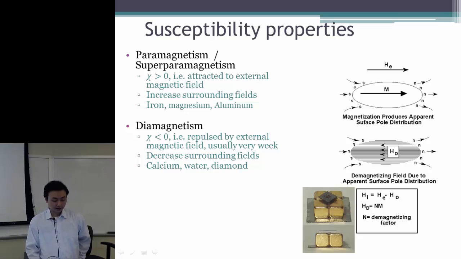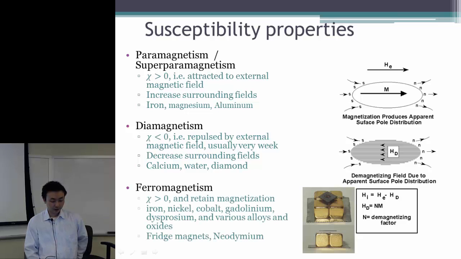Another kind of magnetization is diamagnetism. That means its susceptibility is negative, so this kind of substance will be repelled by the external field. Usually its susceptibility value is very weak. It will decrease the surrounding field when put into an external field. Typical materials include calcium and water. Water itself is actually diamagnetic, and sometimes diamond.